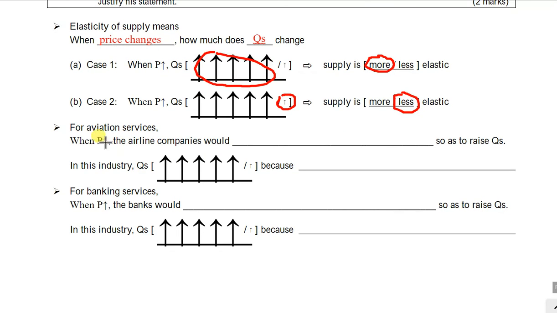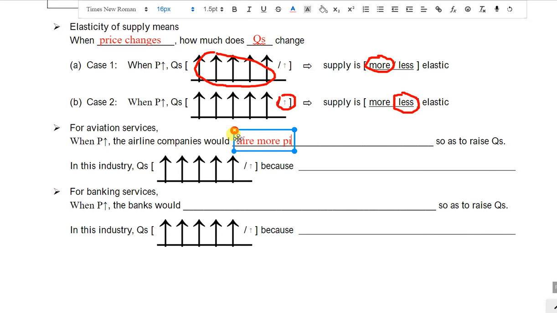Then back to the question, let us look at the aviation services first. Assume that the price of the airline services increases. Then of course the airline companies want to raise the quantity supplied. But if they want to raise the quantity supplied, what do they have to do? They have to get more airplanes, right? They have to hire the pilots and also the flight attendants so that they can increase their output, right? They have to hire more pilots and flight attendants so that they can raise their production.